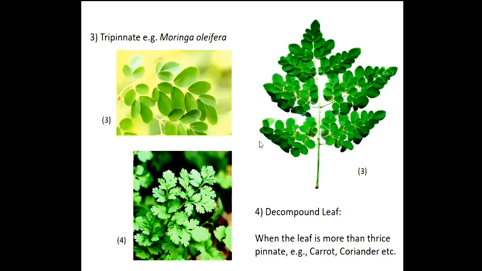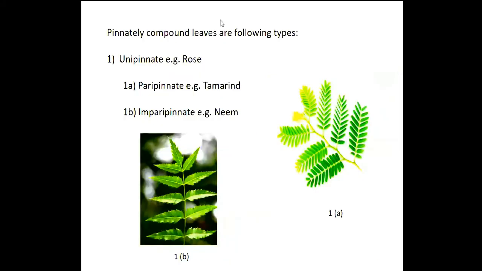Yes, sir. This is the drumstick leaf. You will get it on drumstick leaf, sajna or sojina. We'll go for the unipinnate compound leaf again. Now this is clear: unipinnate, bipinnate, and tripinnate.